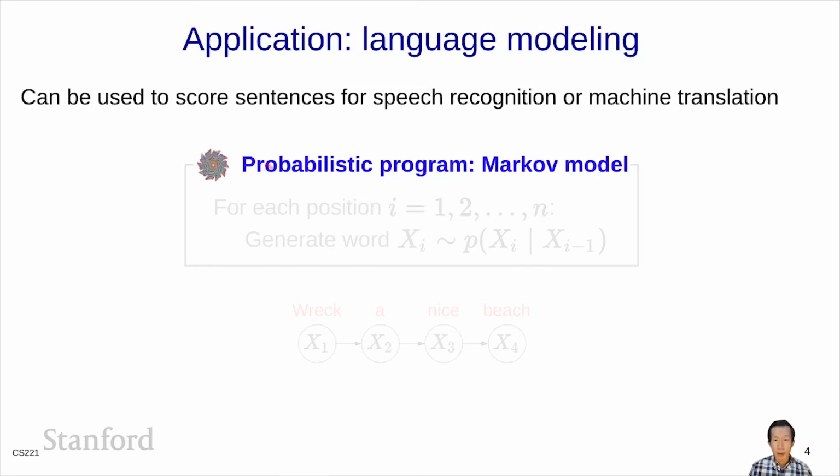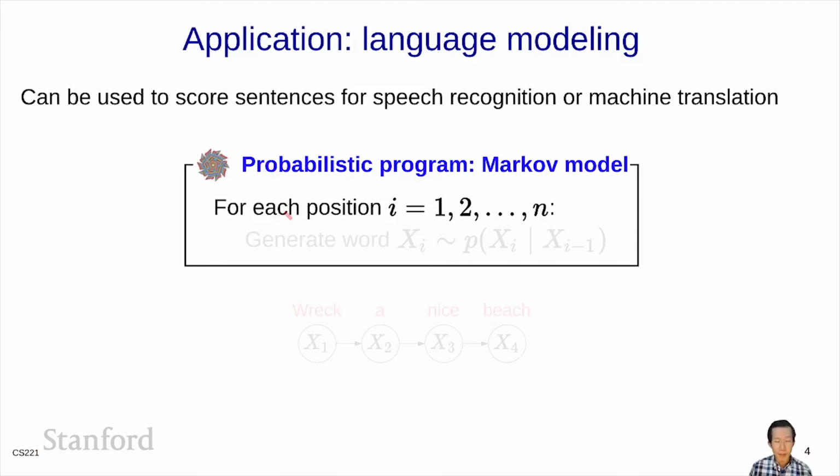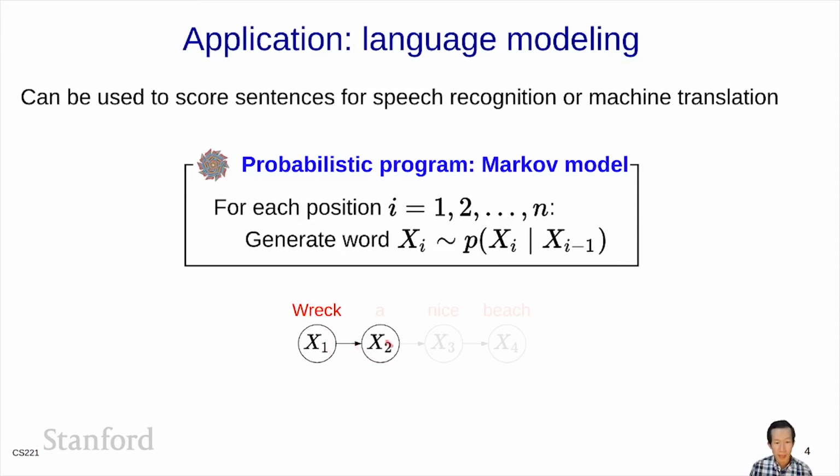So here is a probabilistic program. For each position in the sentence, we're going to generate a word xi given xi minus 1. So this is actually in NLP, it's called a bigram, or more generally n-gram model. So here we generate x1, maybe that's "wreck", and generate x2 given x1, maybe that's "a", generate x3 given x2, that's "nice", and x4 given x3, that's "beach".